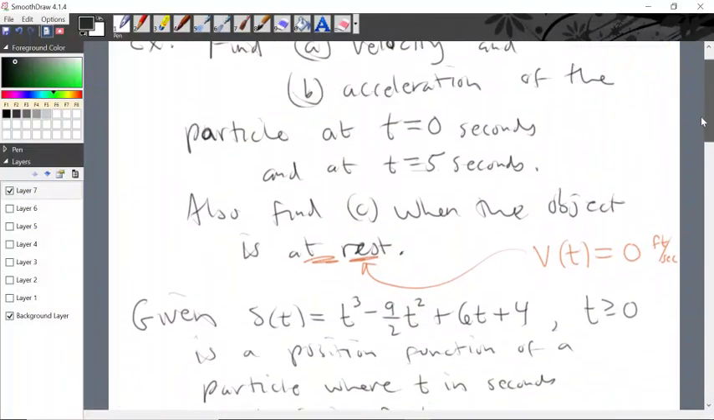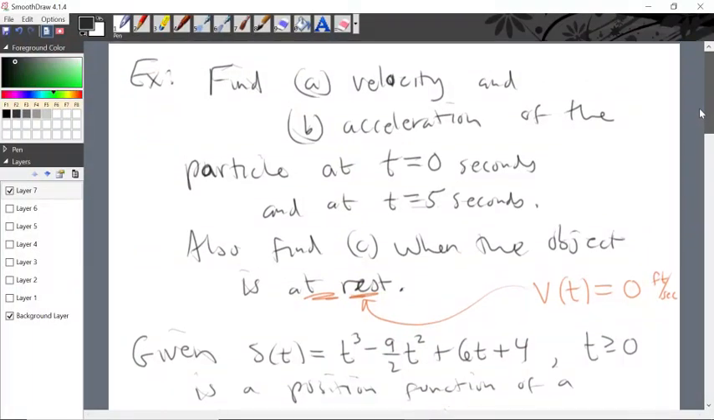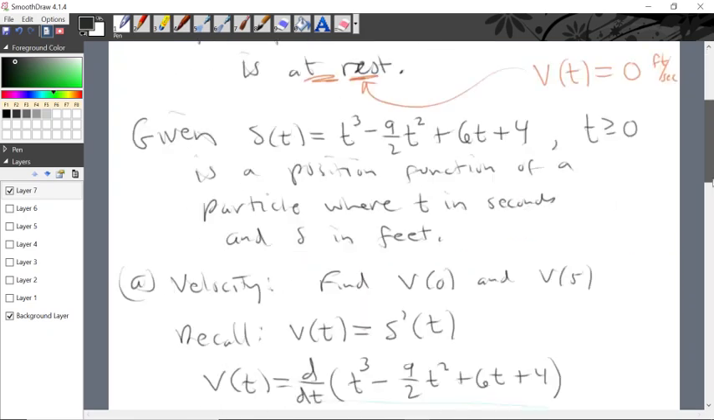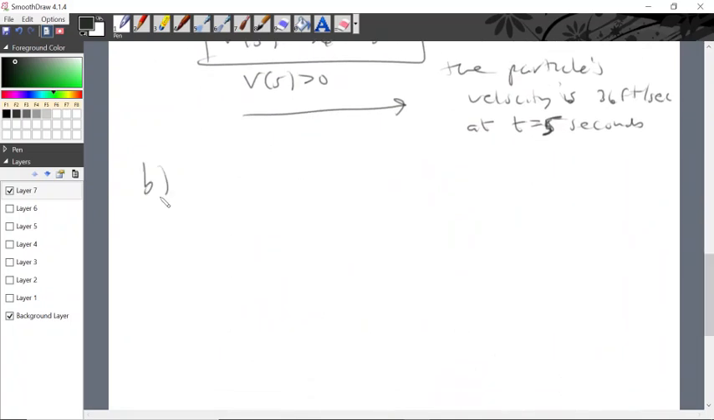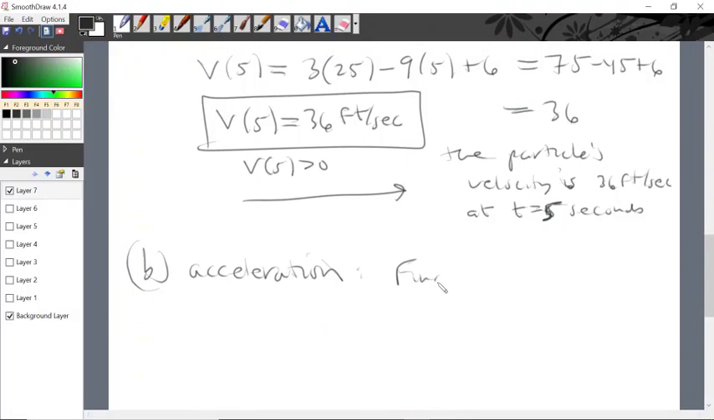How could we know? We could take a look at the acceleration function to see if that indicates to us whether there may be a difference between accelerating versus decelerating for this particle. Was the velocity growing or was the velocity decaying over certain intervals? Let's take a look at the acceleration function now. That's part B. The acceleration is the derivative of velocity. And we're going to find the acceleration at time 0 and the acceleration at time 5 as well.